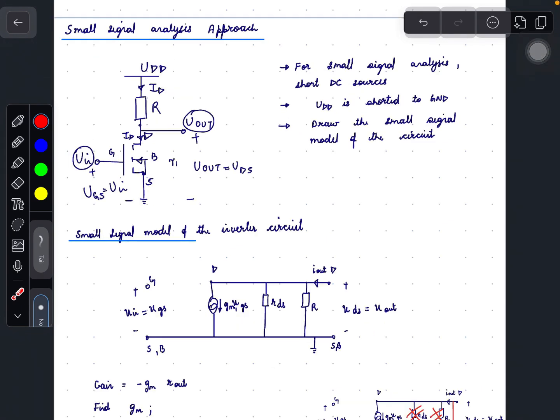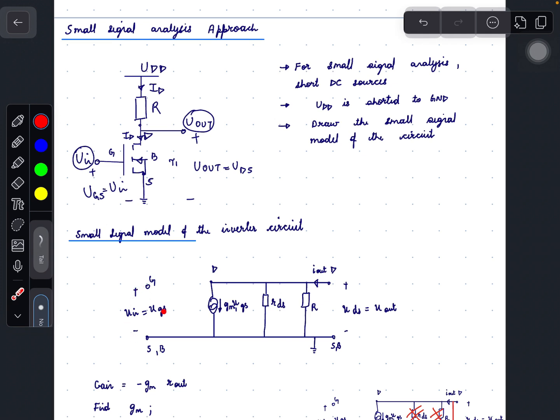Third approach to find the gain of the inverting amplifier is the small signal analysis approach. For small signal analysis, short all the DC sources, that is short UDD, which is a DC source, to ground. Draw the small signal model of the circuit. Small signal model of the inverter circuit. So first we draw the small signal model of the NMOS transistor. Gate, source and bulk are shorted, source comma bulk, then drain.